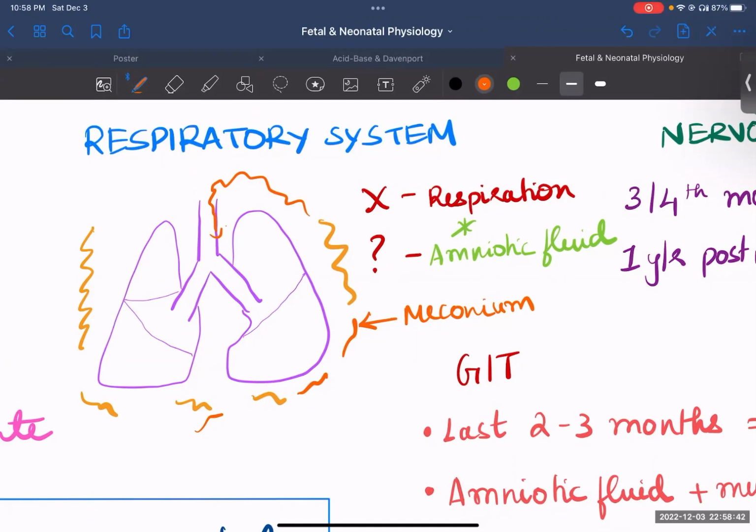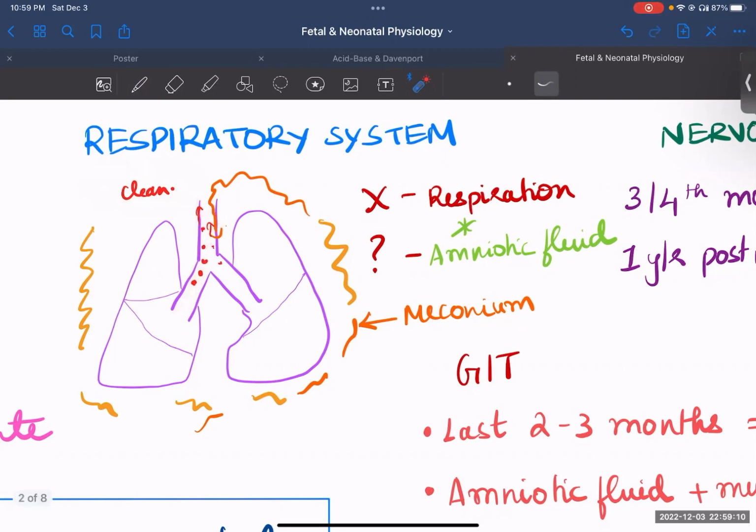Apart from this, the lung itself produces some secretions which will clean the lungs. So there are two mechanisms by which meconium is prevented from entering the lungs. Number one, there is no respiration. And number two, there are secretions provided by the lungs that clean the lungs. That is about the development of your respiratory system. Now, what about the nervous system?